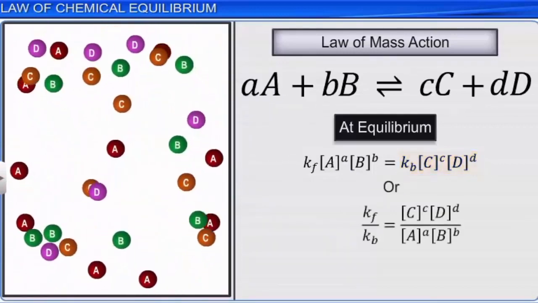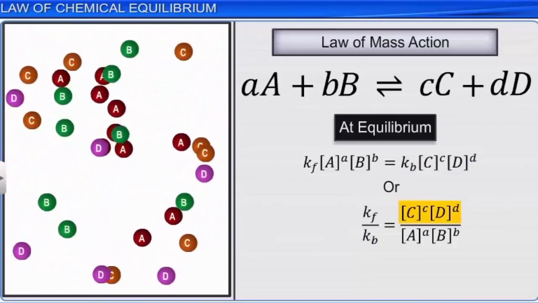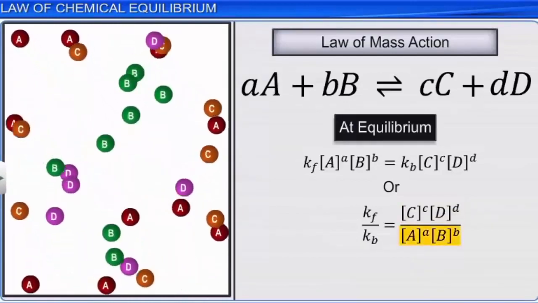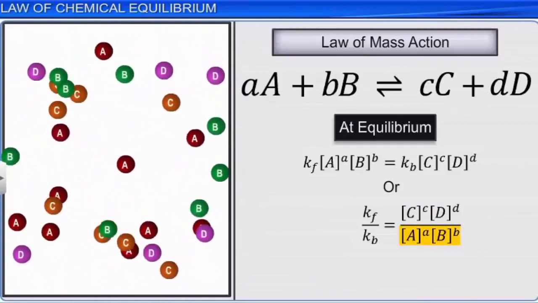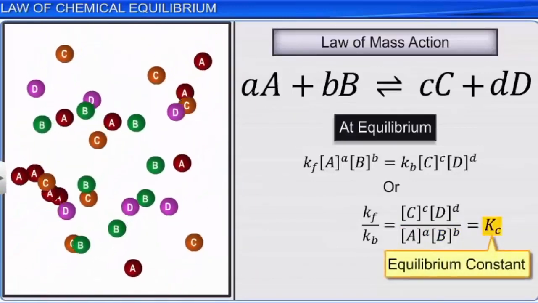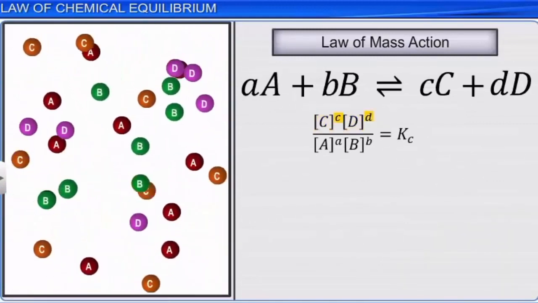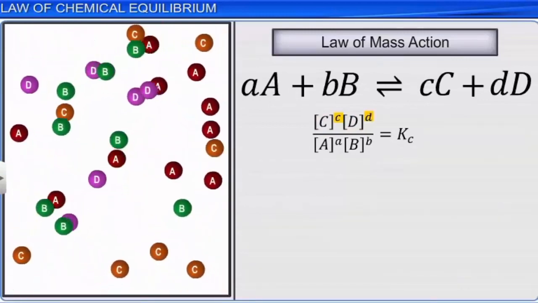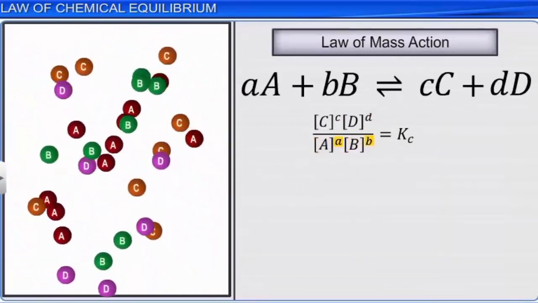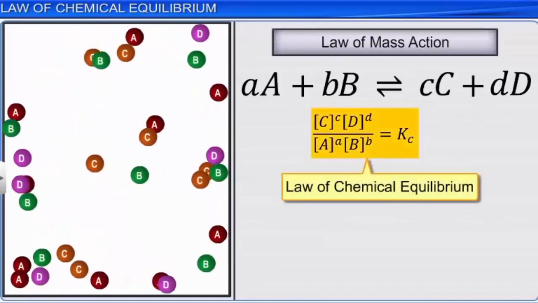This can be written as Kf divided by Kb is equal to the product of the concentrations of the products C raised to the power of c and D raised to the power of d, divided by the product of the concentrations of the reactants A raised to the power of a and B raised to the power of b. This is equal to equilibrium constant Kc. Hence, the product of the concentrations of the reaction products raised to their respective stoichiometric coefficients in the balanced chemical equation, divided by the product of the concentrations of the reactants raised to their respective stoichiometric coefficients, has a constant value at a given temperature. This is known as equilibrium law or the law of chemical equilibrium.